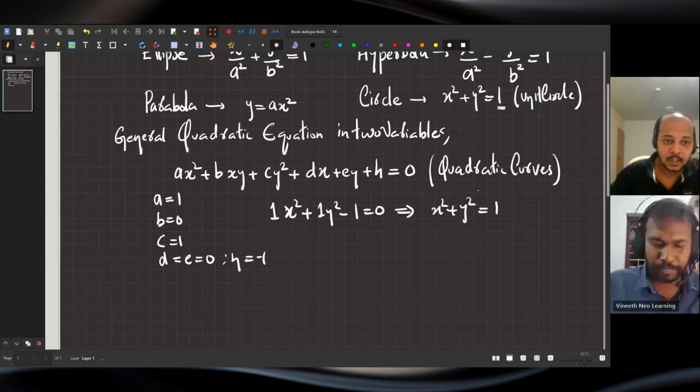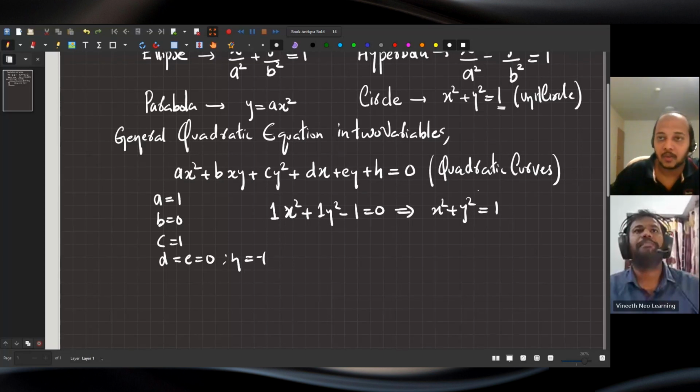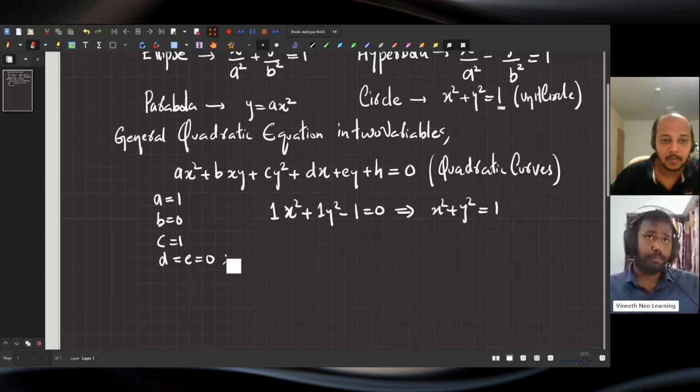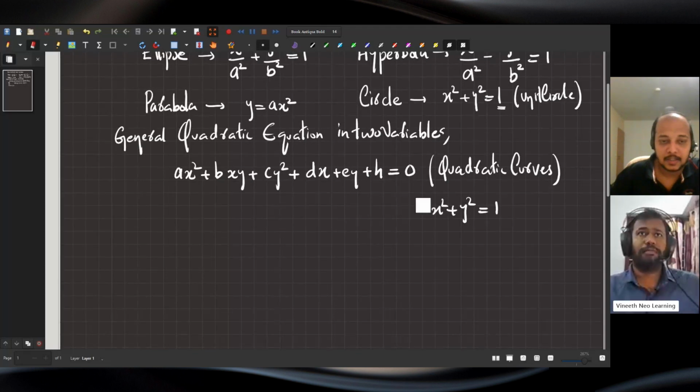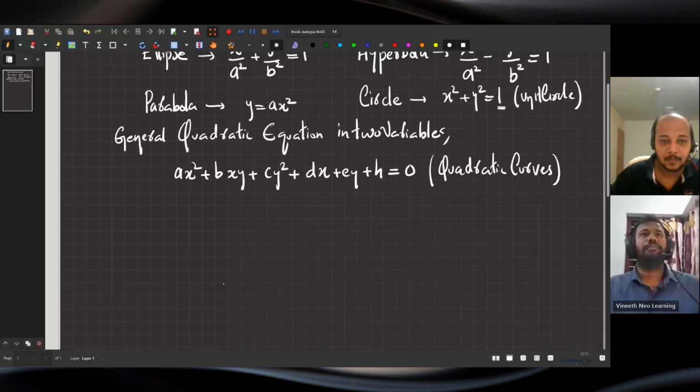So the equation is ax squared plus bxy plus cy squared plus dx plus ey plus f, or h. I usually use h. Equal to 0.